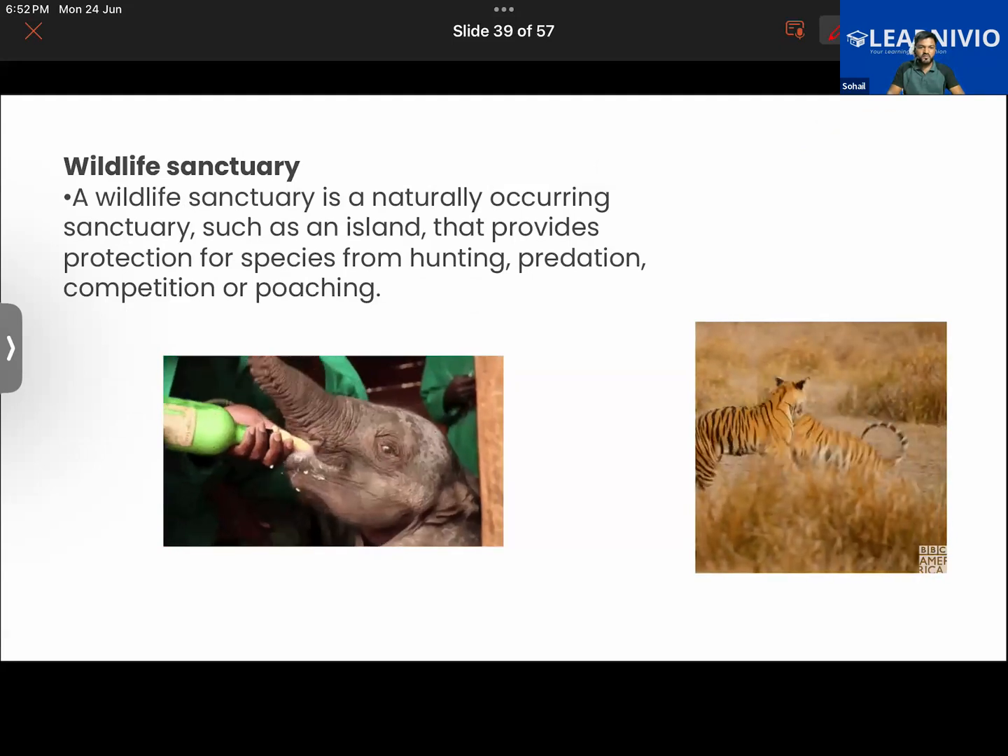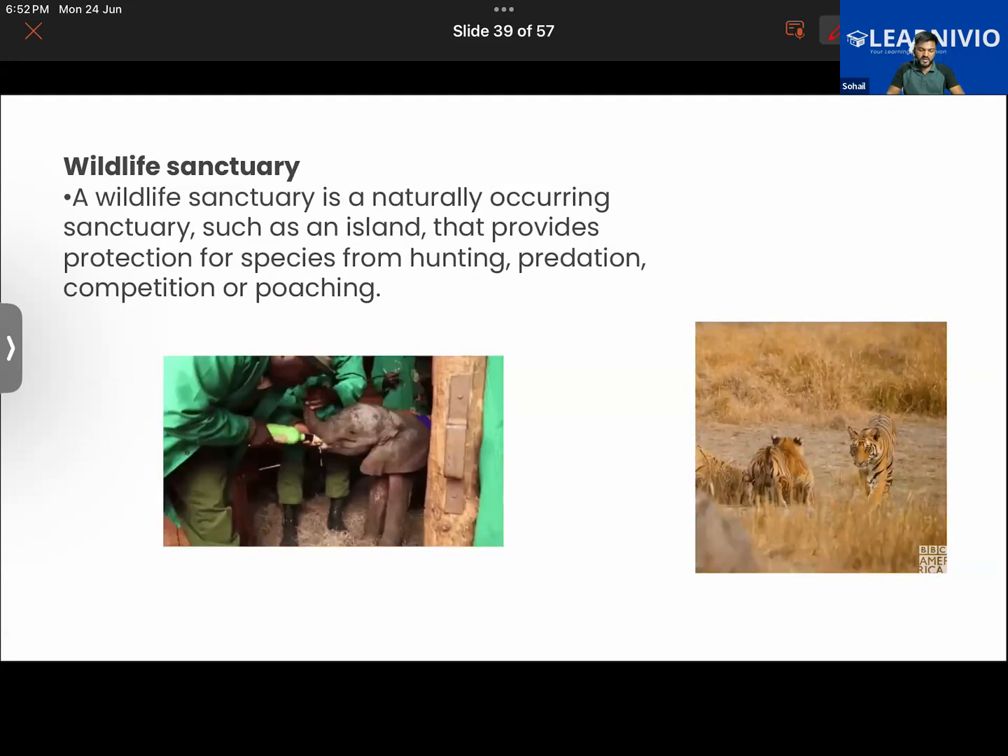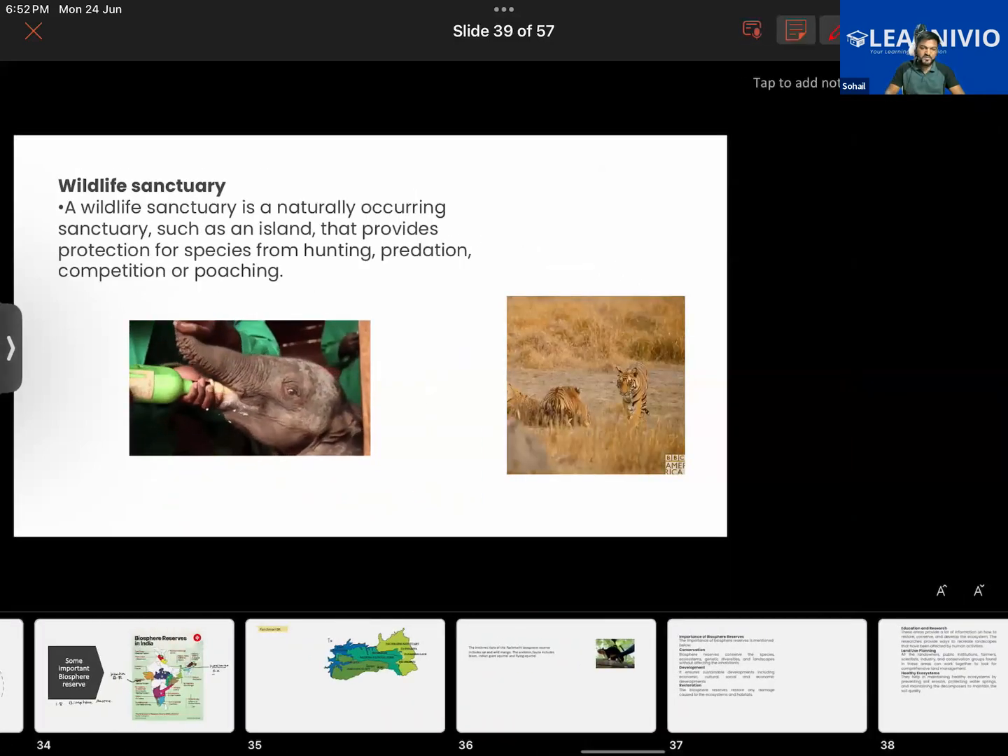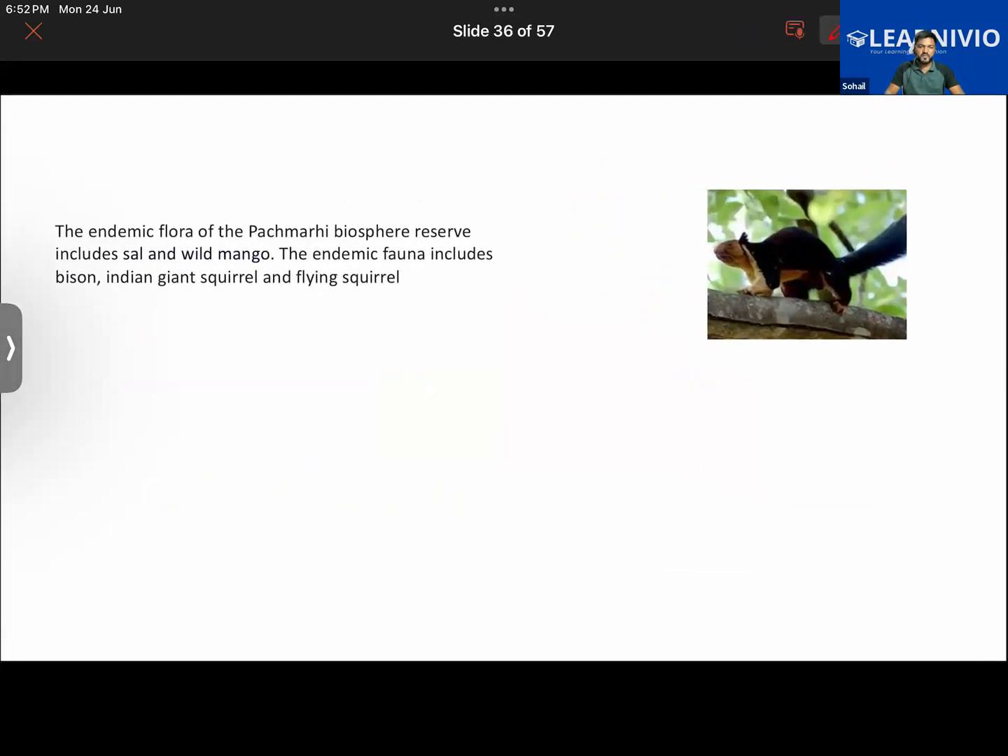Next, we would be learning about wildlife sanctuary, but before that, there are some endemic species found in the Panchmani Biosphere Reserve. We'll be learning about that one too.